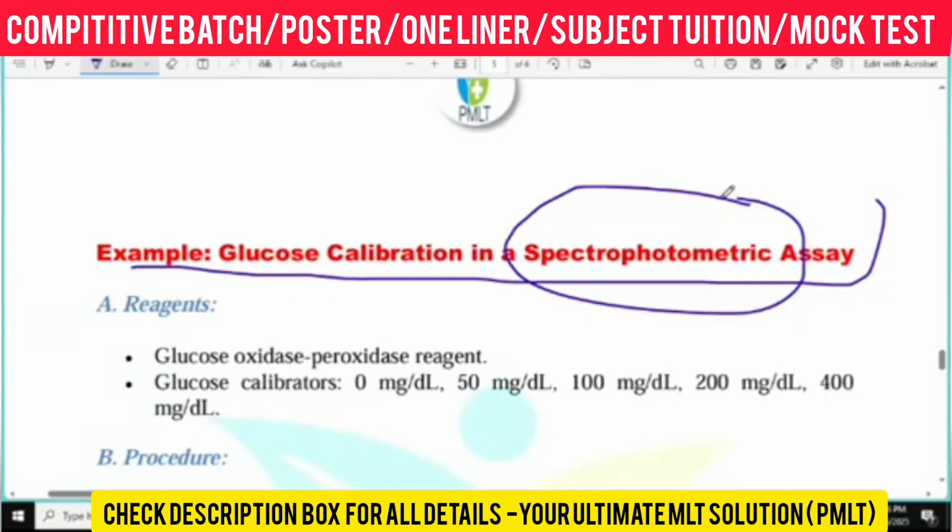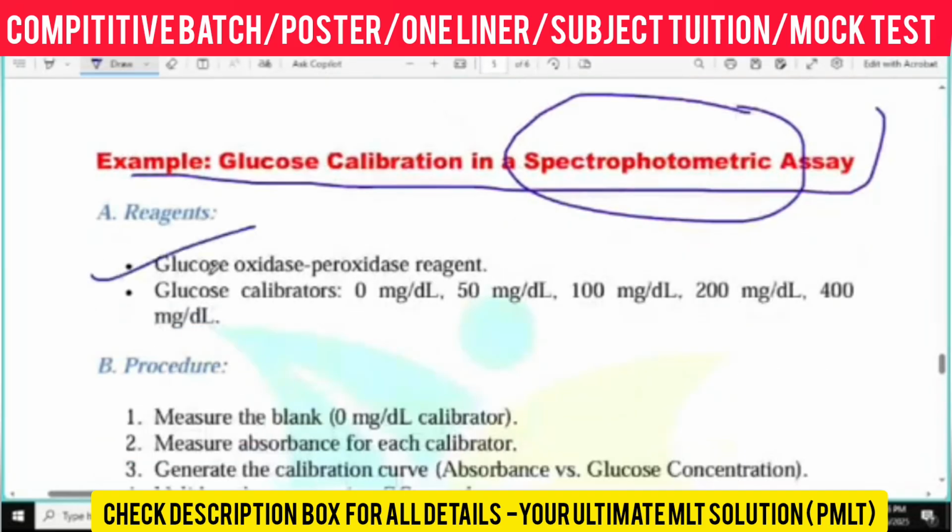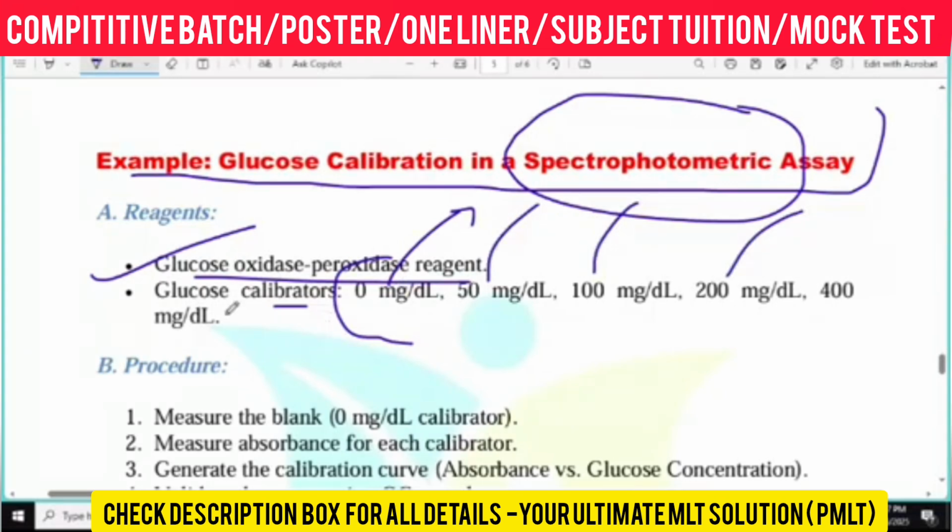Okay, see. Glucose oxidase and peroxidase is the reagent here. It is an example; we don't use this kind of calibrator all the time. The calibrator is of known concentration. Yes or no? Known concentration we are using. That is 0 milligram per deciliter, then we take 50, 100, 200 and 400. Here we are using a multi-level calibrator.